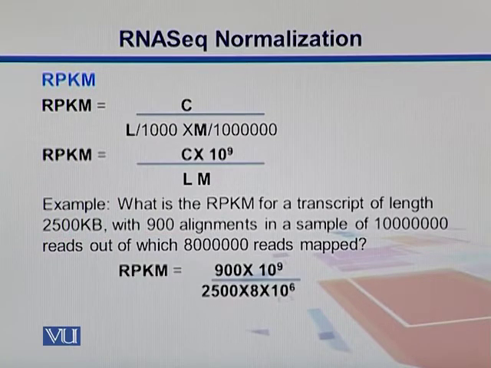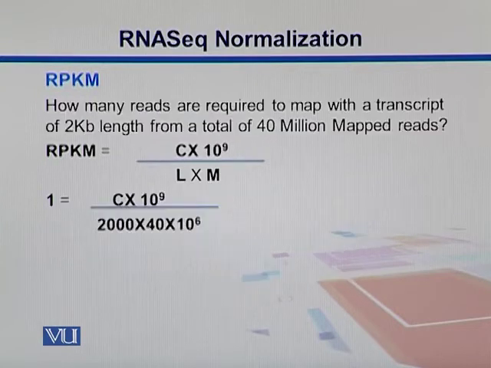So it's 900 into 10 power 9 divided by 2500 into 8 million. So 8 million can be written as 8 into 10 power 6. So it is 4.5 though. So the RPKM number, the normalized count number, is 4.5. The raw number was 900. So this 4.5 number we can compare within the treatment and across the treatments.